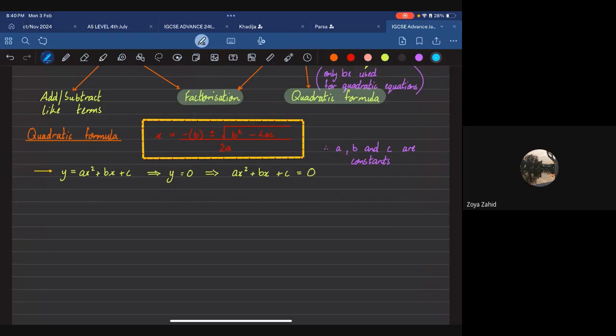For example, let's just say that there is an equation: 3x cubed plus 6x squared plus 12x plus 9 is equal to 0. Now, I don't know how to solve it using any other method, because there are multiple variables in it, and multi-powered variables, I should say.